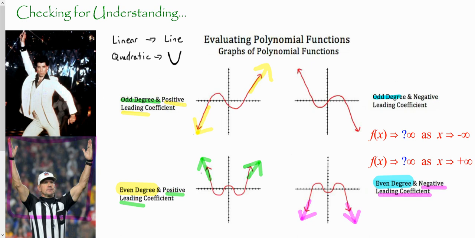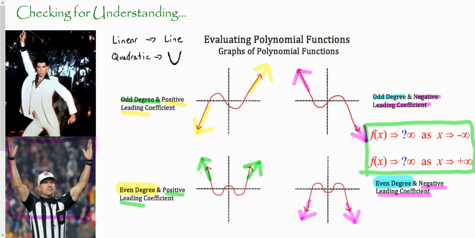Or if it was an odd degree but a negative leading coefficient, it would go down as you go to the right, and it would go up as you go to the left. So how do we actually write that? Well, that's what we have over here in red. It's always going to be represented like this.